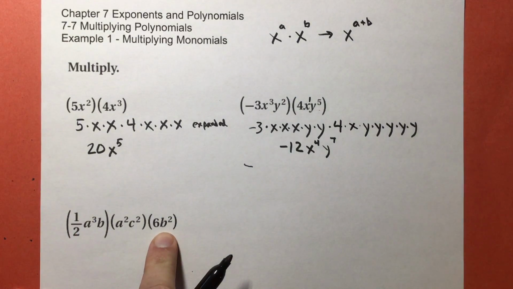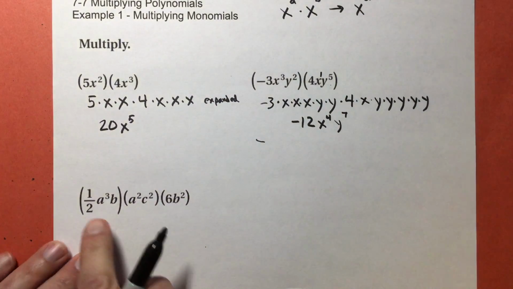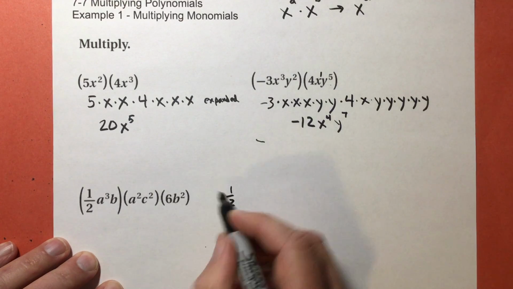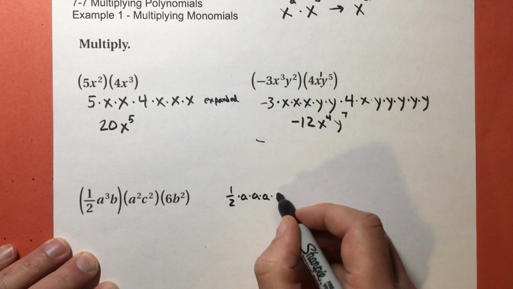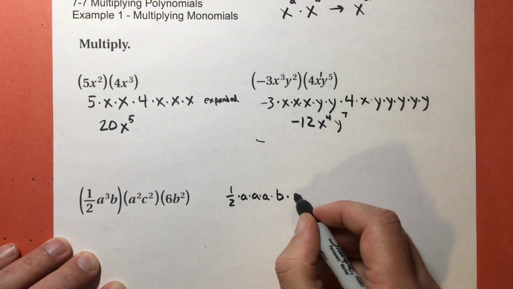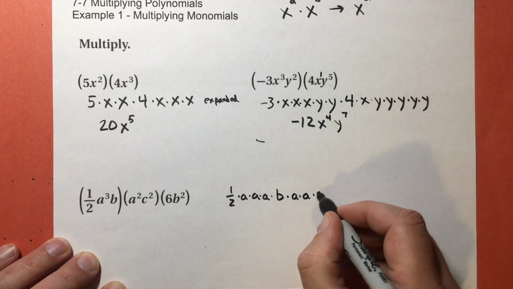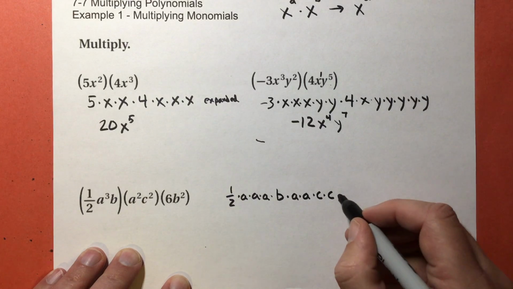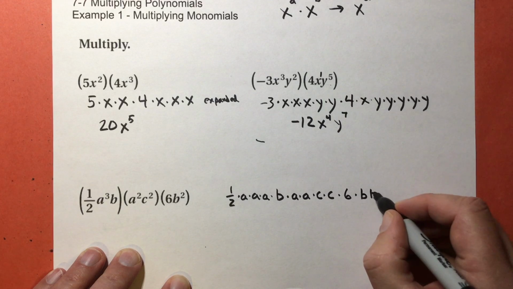I'm going to expand this one out, but on the next problems we're going to do, I'm going to do it without expanding. So I've got 1/2. I'm going to write it over here on the side. 1/2 times a to the third, that's a times a times a times b. Multiply that by a to the second, that's a times a. And I've got c to the second, c times c, times 6 times b to the second, which is b times b.